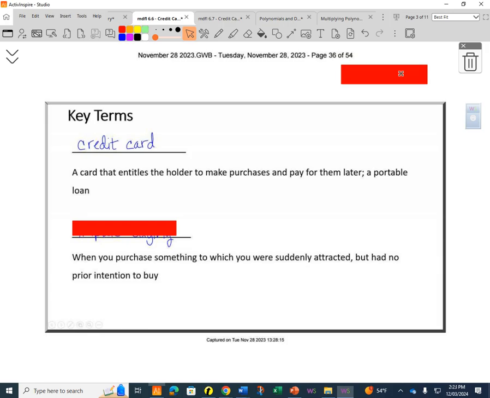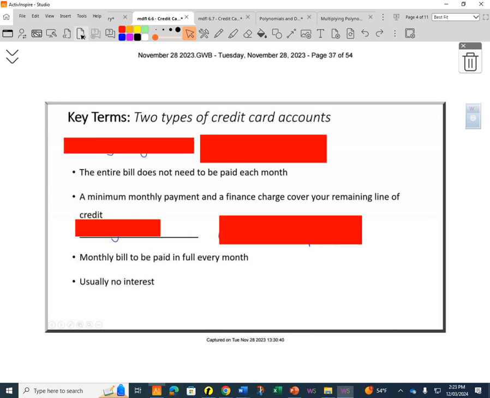So one of the key terms is credit cards. That's the name of the section. It's a tool that allows a holder to make purchases and pay for them later, and they could call it a portable loan. Impulse buying means that you didn't really plan on buying it, but you saw something and you just bought it without really thinking it through. Sometimes it's a good decision, sometimes it's not. You got to be careful about impulse buying. It can get some people in trouble, especially if it has a big price tag on it.